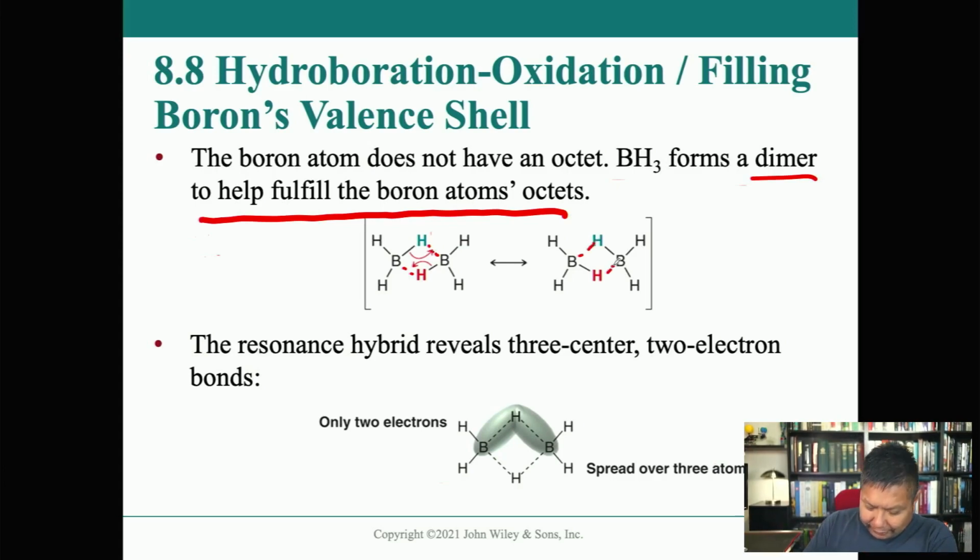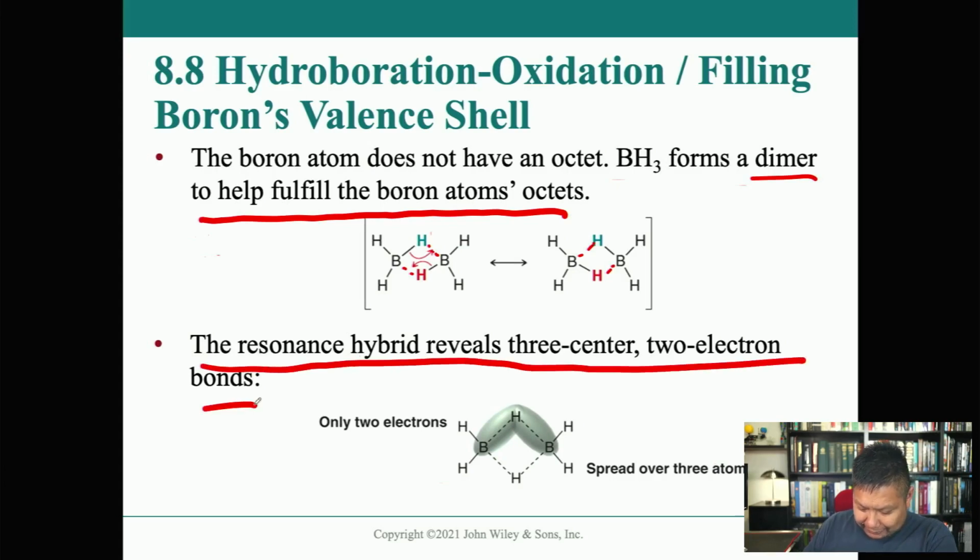And so this resonance hybrid reveals 3-center 2-electron bonds. So 3 atom centers, 1, 2, 3, with 2-electron bonds spread over 3 atoms. That's kind of cool. So we call that a dimer, by the way, when there's a loose association of 2 molecules that are exactly the same thing. Good stuff.